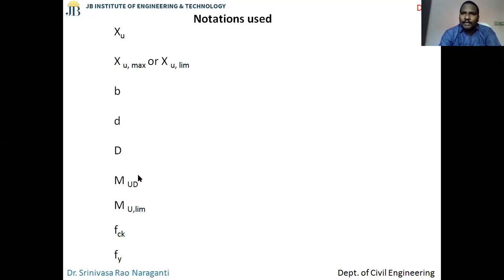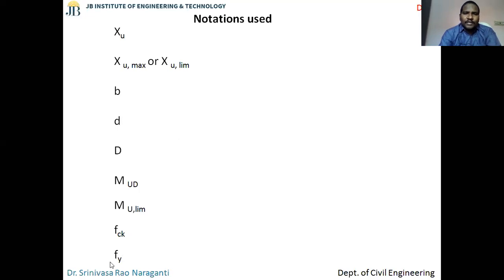So this is a moment, design moment. Then here MU limit. Here U means ultimate. Limit means we use for the balanced section. So this MU limit stands for the moment of resistance of a balanced section. Okay. Then FCK is a characteristic strength of concrete.